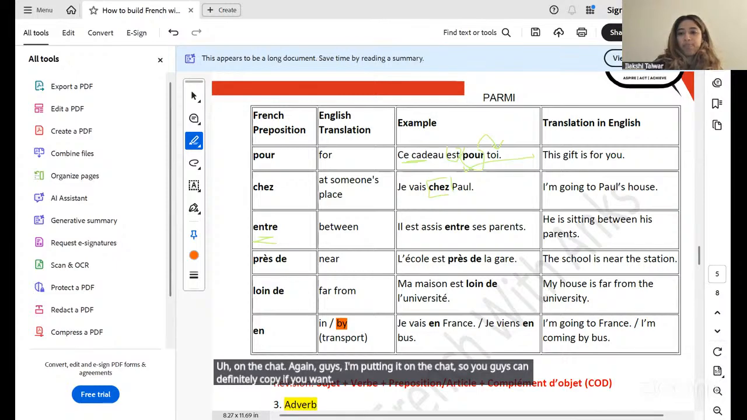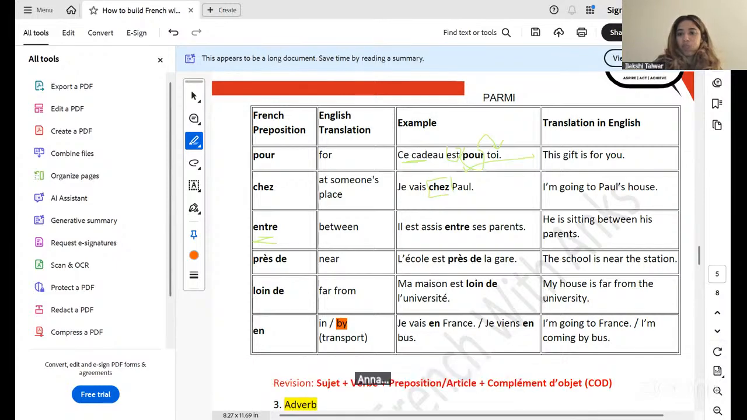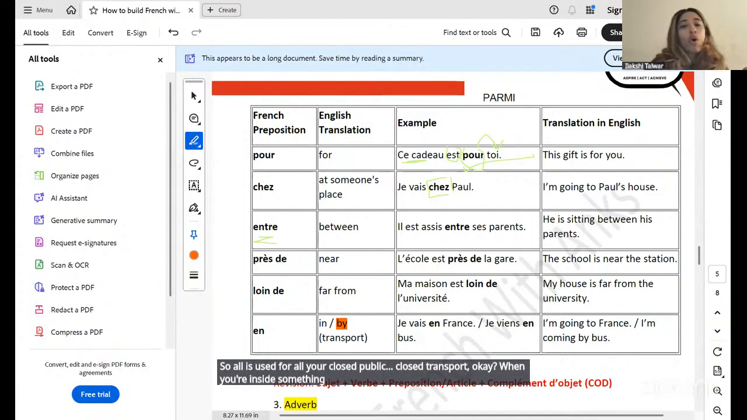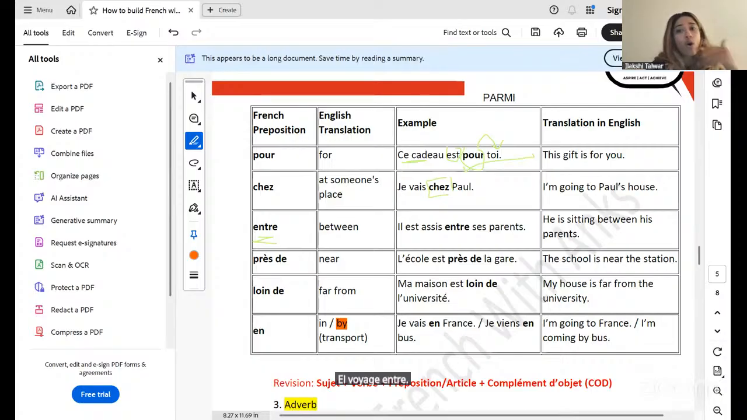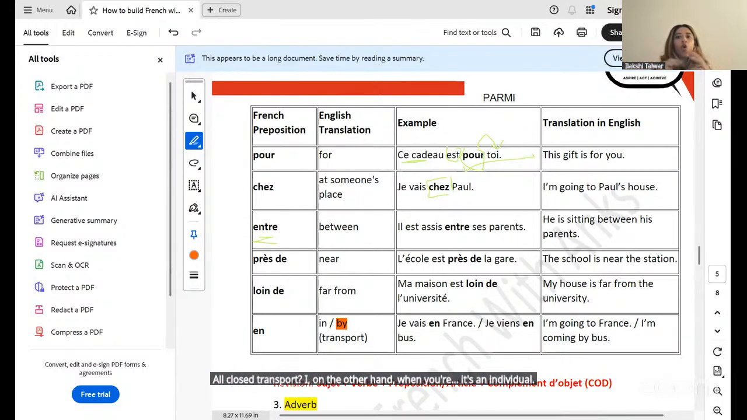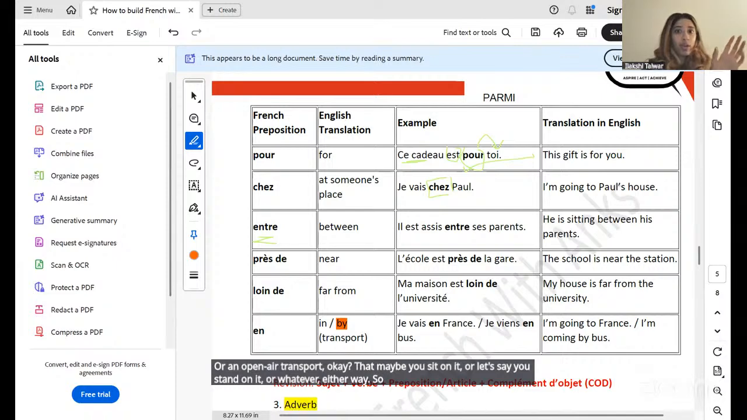Okay, voila. Okay, so en is used for all your closed transport, okay, when you're inside something. So je vais en bus, elle voyage en train, nous partons en voiture, ils vont en avion. All closed transport. On the other hand, when it's an individual or an open air transport, okay, that maybe you sit on it or let's say you stand on it or whatever, either way. So it's an open transport.